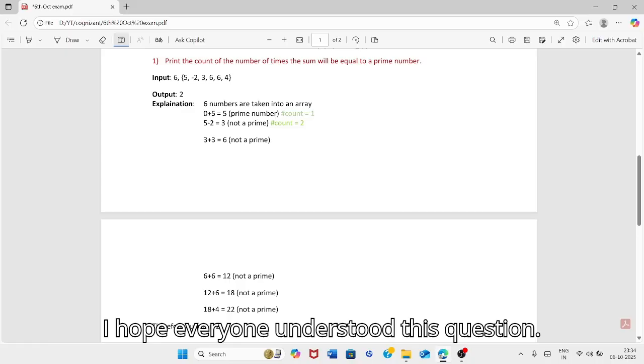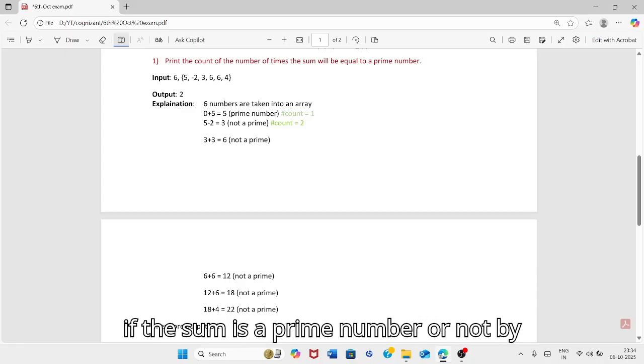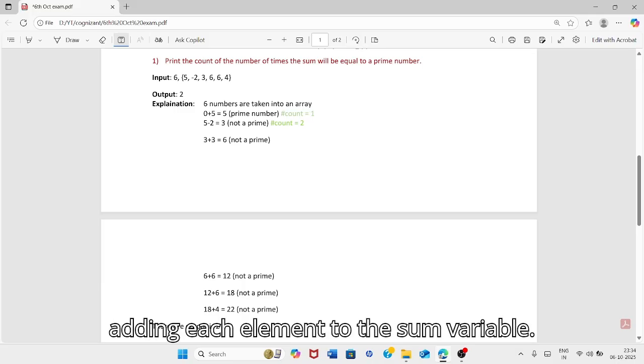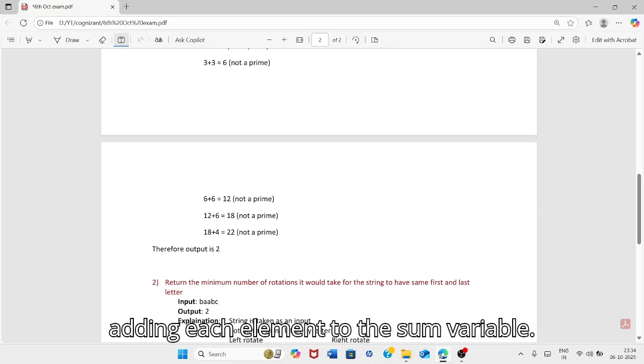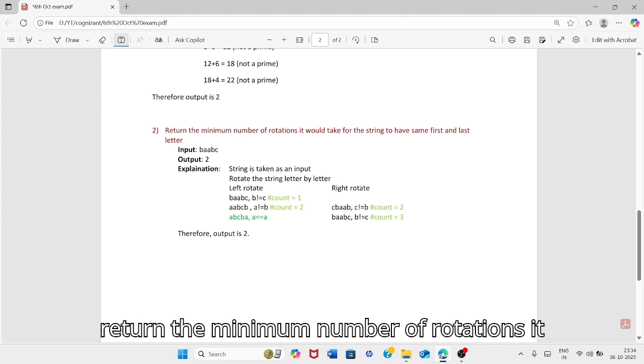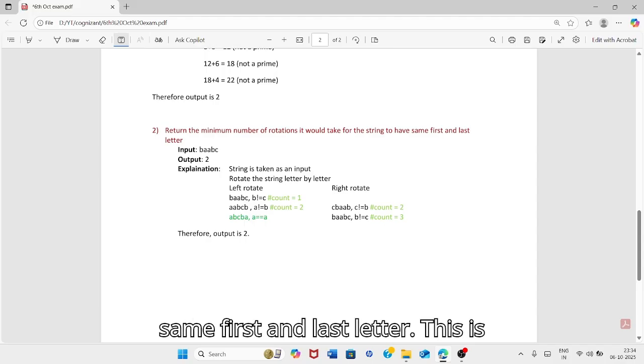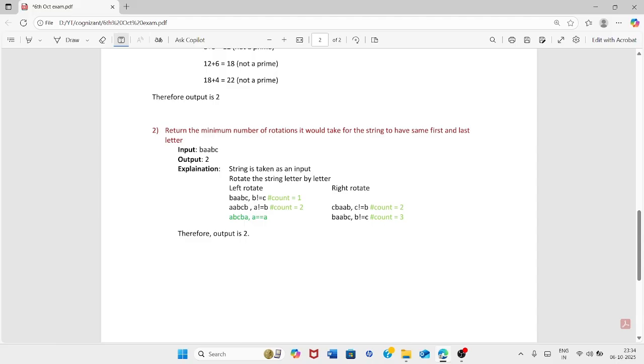I hope everyone understood this question. It is actually easy. It is just checking if the sum is a prime number or not by adding each element to the variable. Coming to the second question, we need to return the minimum number of rotations it would take for the string to have the same first and last letter. This is actually a validation of password.